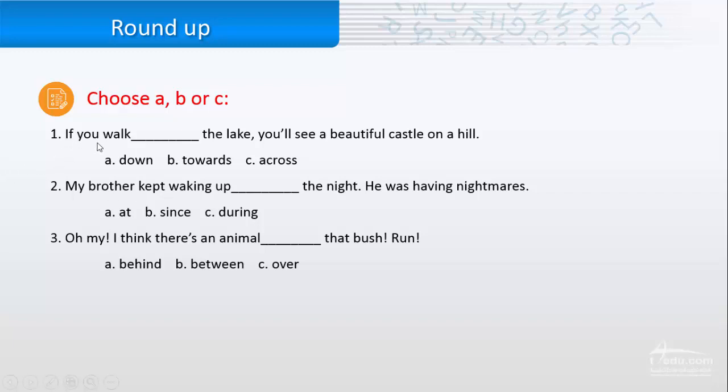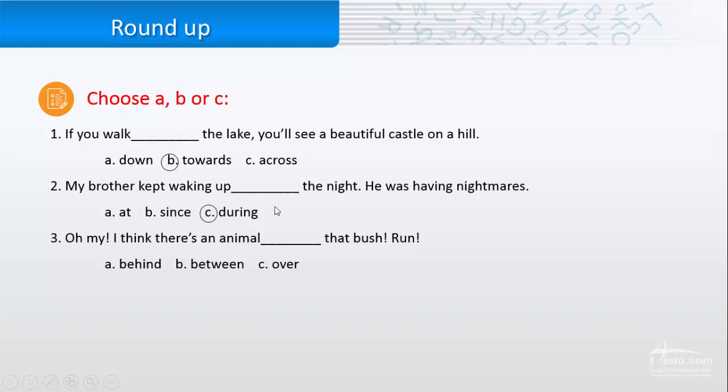So number 1, if you walk down toward or across the lake, you will see a beautiful castle on a hill. Excellent, toward, because you are going to the lake. Number 2, my brother kept walking up during the night. He was having nightmares. Excellent.